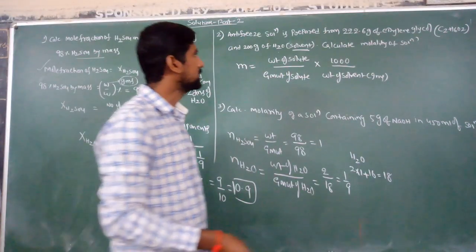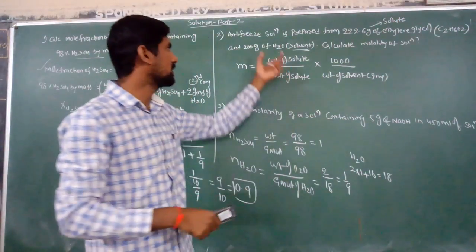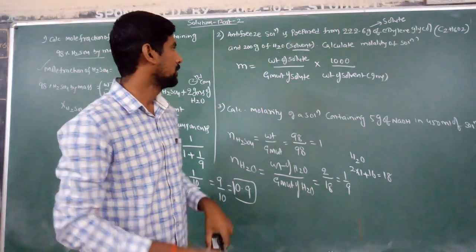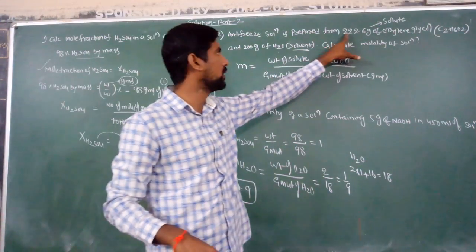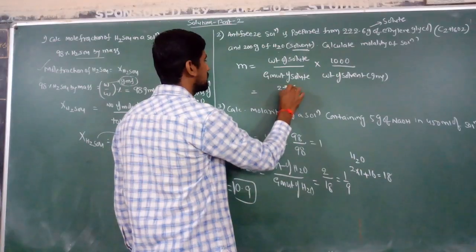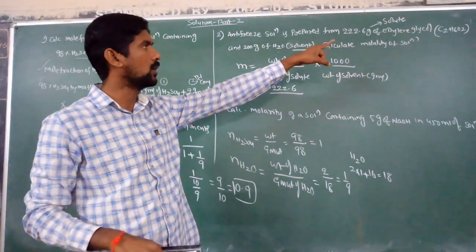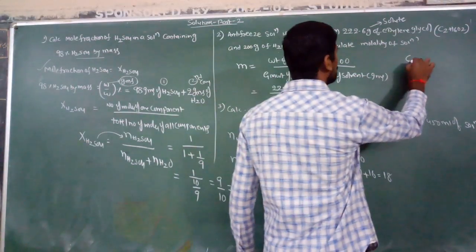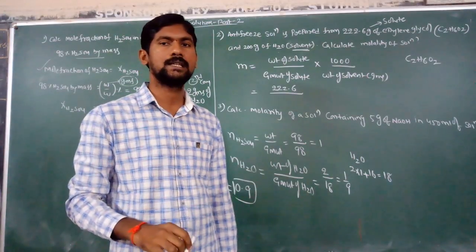In the problem, ethylene glycol is the solute. Here water is already mentioned as the solvent. Then substitute into the formula. What is the weight of solute? 222.6 grams. What is the gram molecular weight of solute? They have already given the molecular formula of ethylene glycol, which is C2H6O2.